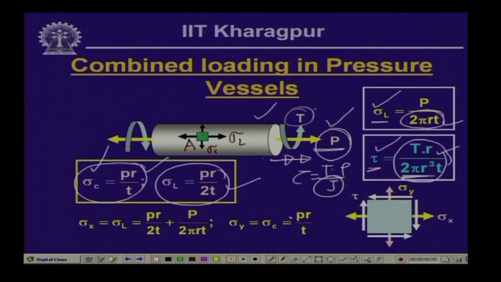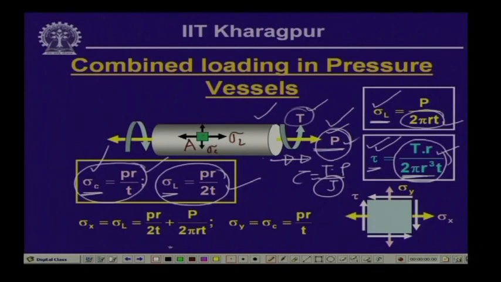So, as you can see now, individually these three loading conditions, one is the internal pressure, another one is the axial pull, and the third one is the twisting moment that is acting. Individually they are generating: sigma c is giving you the normal stress in the y direction, sigma L is giving you the normal stress in the x direction, also the axial pull is giving you the normal stress in the x direction, and the twisting moment is generating the shearing stress.